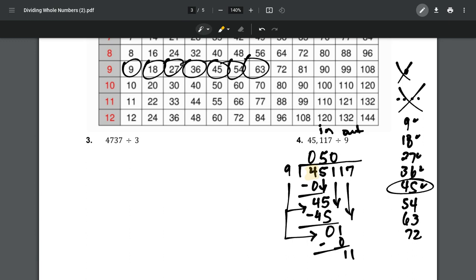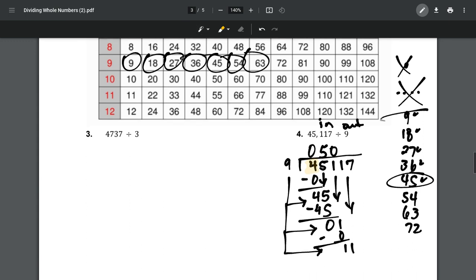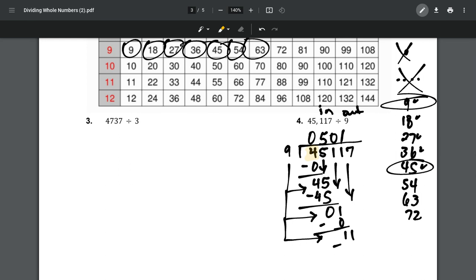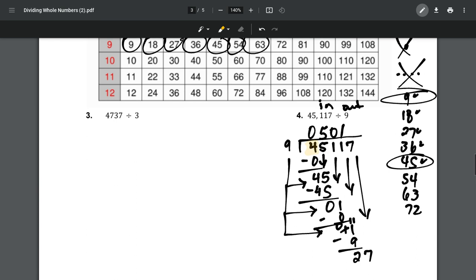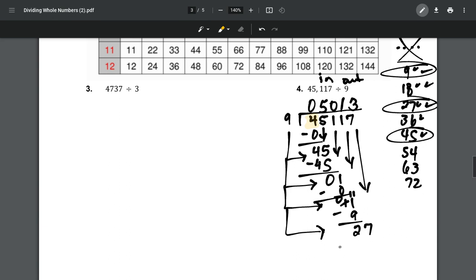And let's bring that down. Now you're going to repeat the process again. Now, how close can I get to 11 without going over? Well, I can get to 9. 18 is over 11, so I don't want to do that. If I only get to 9, that's only one group of 9 out of 11. Okay, so I put a 1 there, and I subtract the 9. Okay, 11 minus 9 is 2, and then I can bring down the 7. Now, how close can I get to 27 without going over? Well, that's 1, 2, 3 groups. Subtract the number you circled, which is 27, and now I get a remainder of 0.